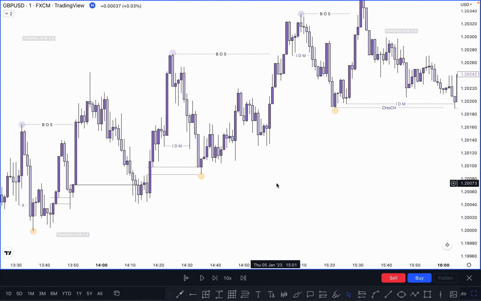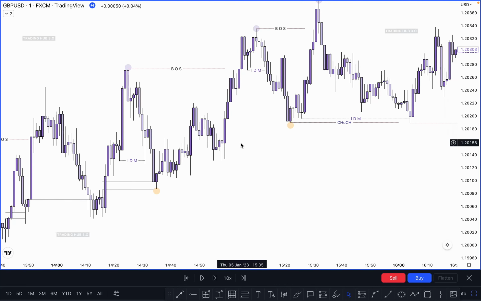Market most of the time takes out your extreme imbalance. In the next attempt, the same thing happened here. Then what happened? Market pushed to a higher high, and the break of structure is here. After the break of structure, what happened here? Market took out the inducement.